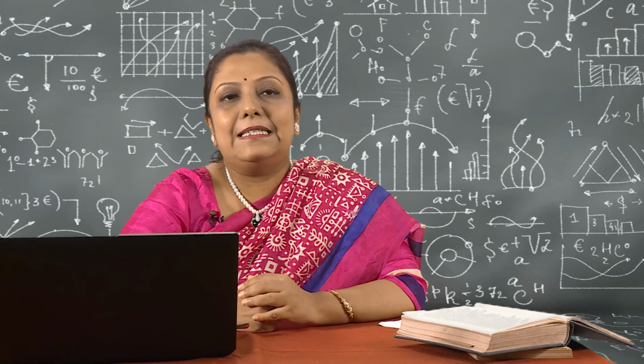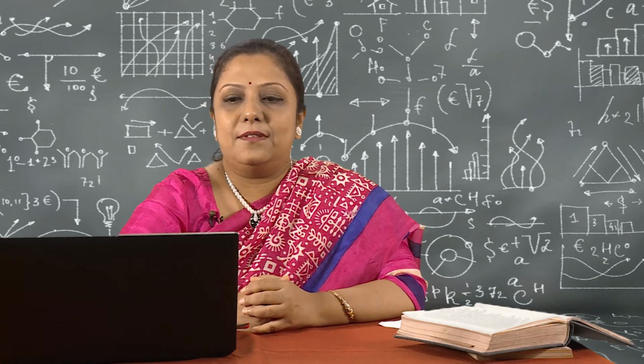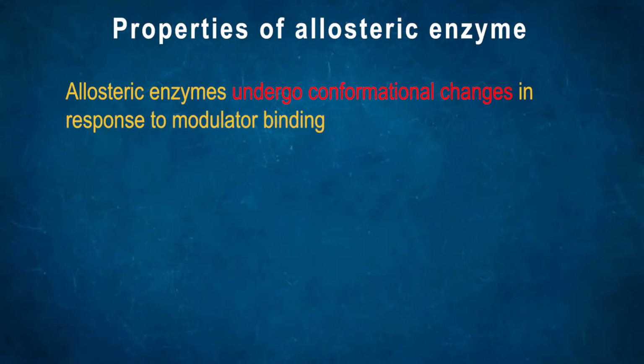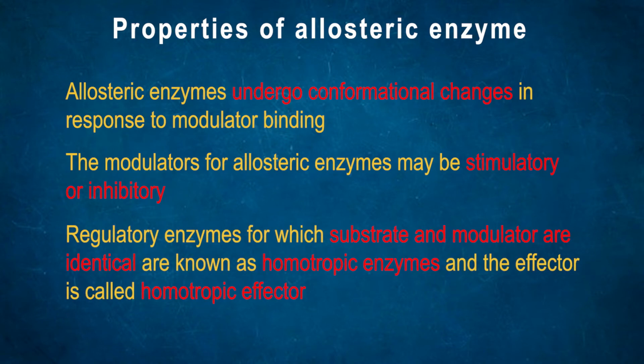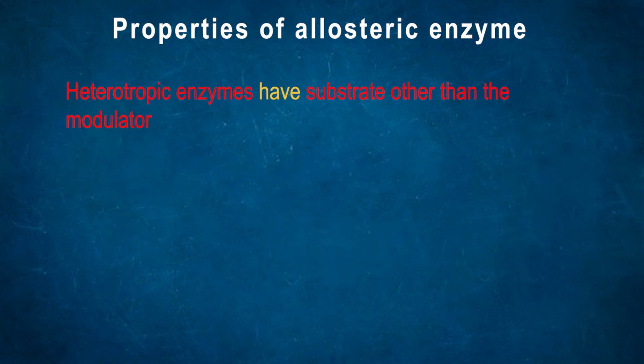As we know, allosteric enzyme is a type of regulatory enzyme. So allosteric enzymes undergo conformational changes. The modulators of allosteric enzymes may be stimulatory or inhibitory. Regulatory enzymes for which substrate and modulator are identical are known as homotropic enzymes, or the effector is called the homotropic effector. Heterotropic enzymes have a modulator other than the substrate of the enzyme.